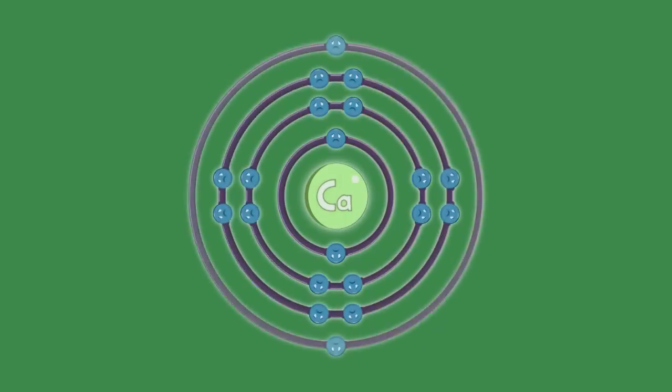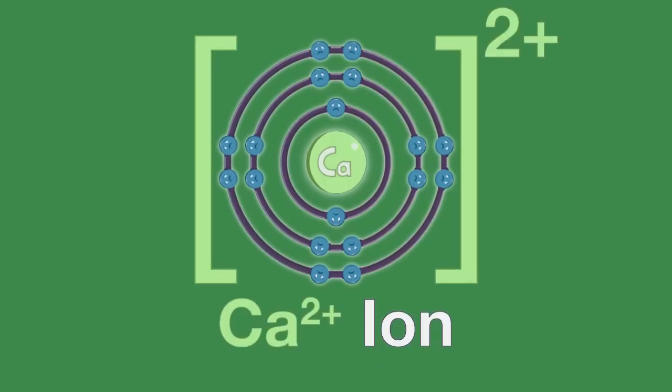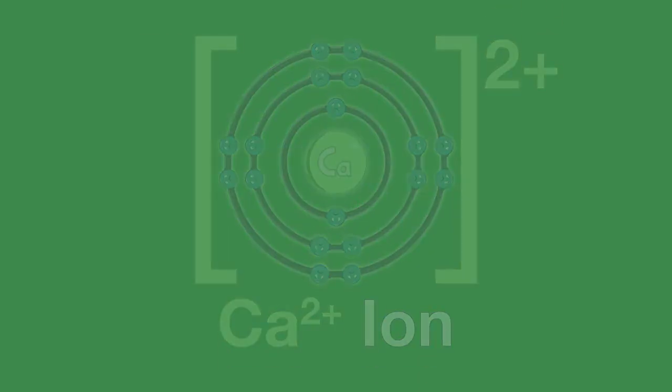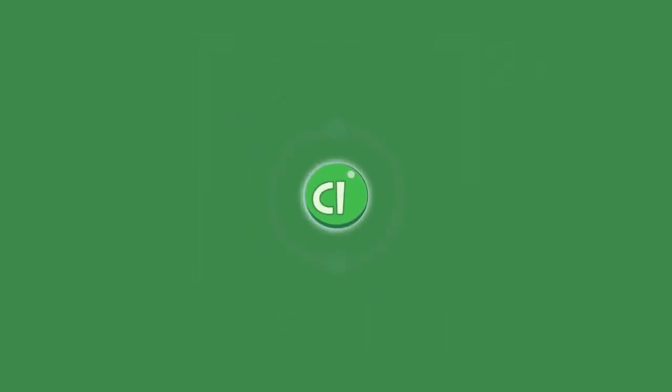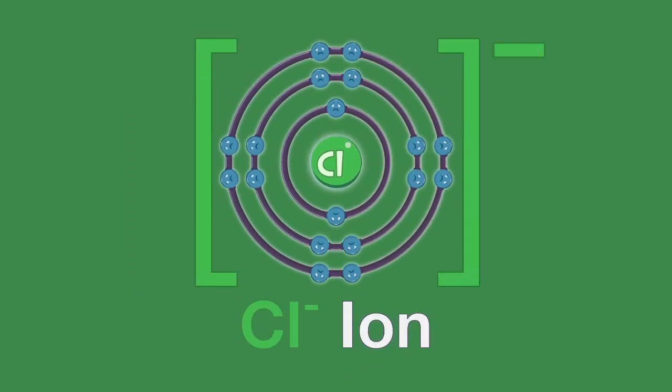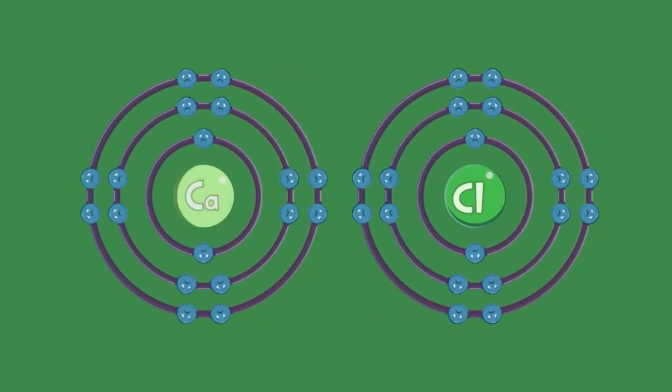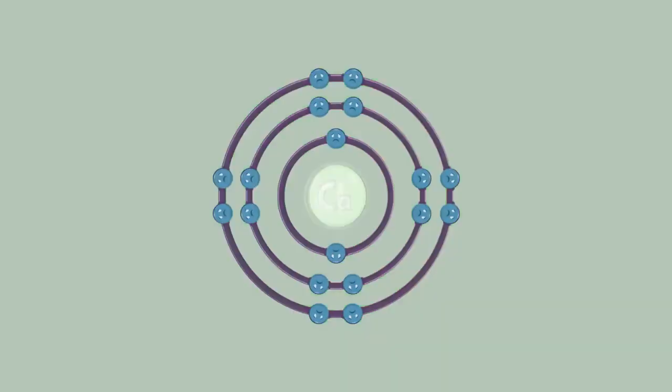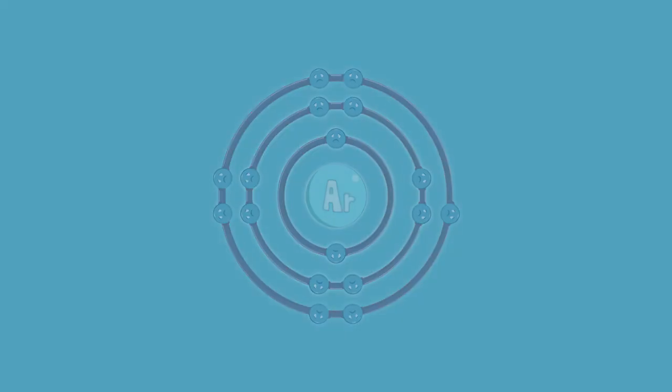The electronic structure of calcium is 2, 8, 8, 2. It loses 2 valence electrons to form a calcium 2+ ion. The electronic structure of chlorine is 2, 8, and 7. It gains an electron to form a chloride ion. These 2 ions have the same electronic structure as an argon atom.